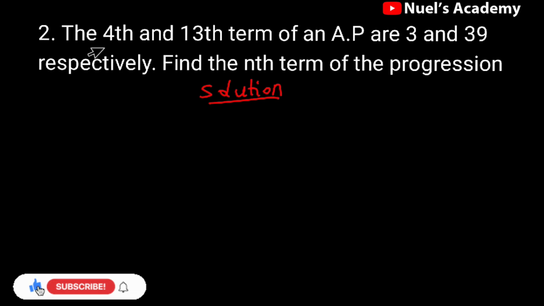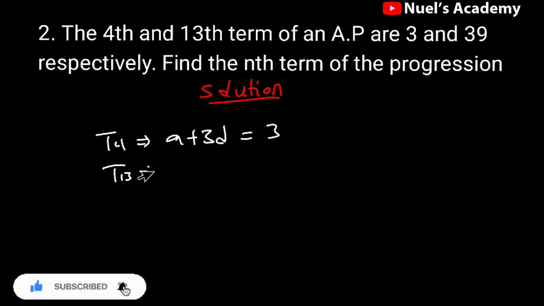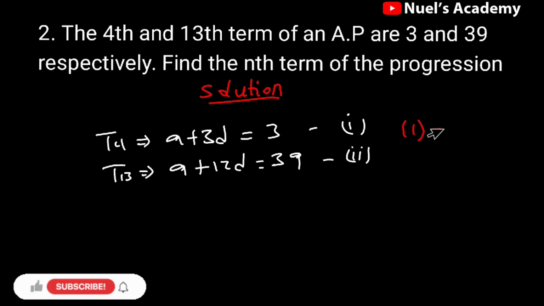From the question, we're given the fourth term and the 13th term of an AP as 3 and 39 respectively. So the fourth term is equal to A plus 3D, and it is equal to 3. And then the 13th term is given by A plus 12D, and it is equal to 39. So let's find the value of A and D first, and let's set this to be equation I and this equation II. So let's subtract equation II from equation I.